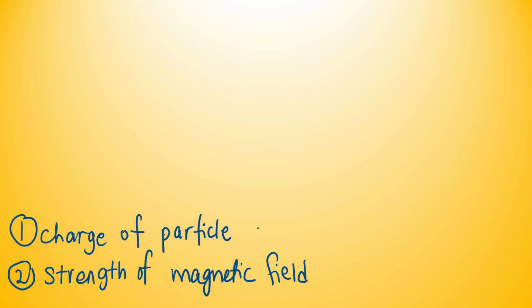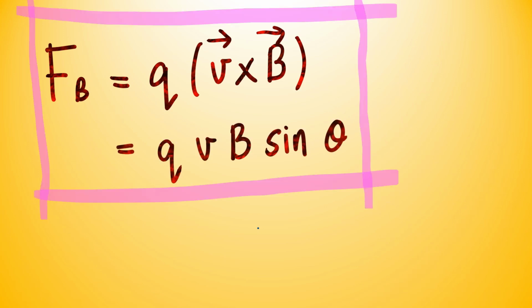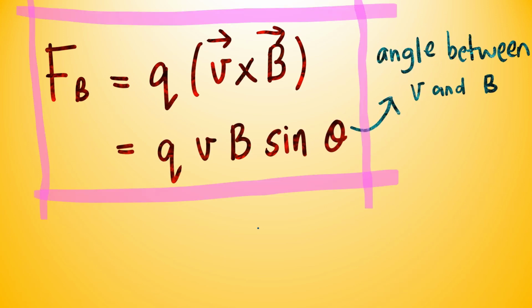We have discussed the two factors that influence the magnetic force, that are charge of particle and the magnetic field strength. The equation for magnetic force on a charged particle in the magnetic field is given by F equals Q times the cross product between V and B. Q is the charge of particle in coulomb, V is the velocity of particle in SI unit m/s, and B is the strength of the magnetic field in Tesla. This formula is equivalent to QVB sine theta, where theta is the angle between V and B.